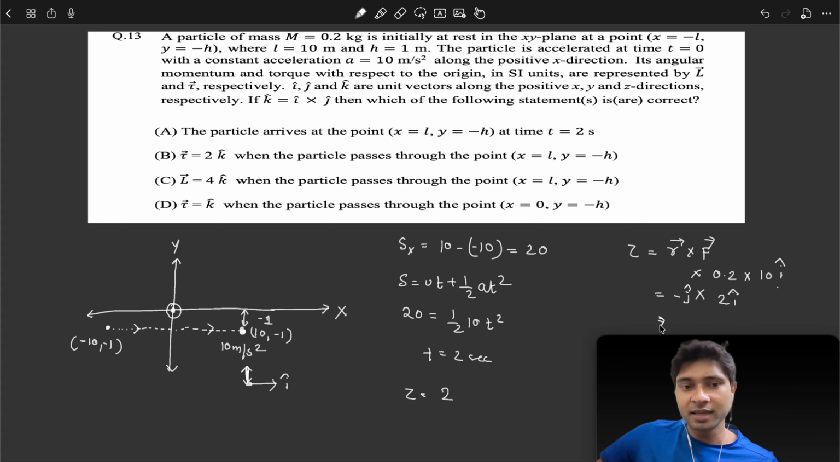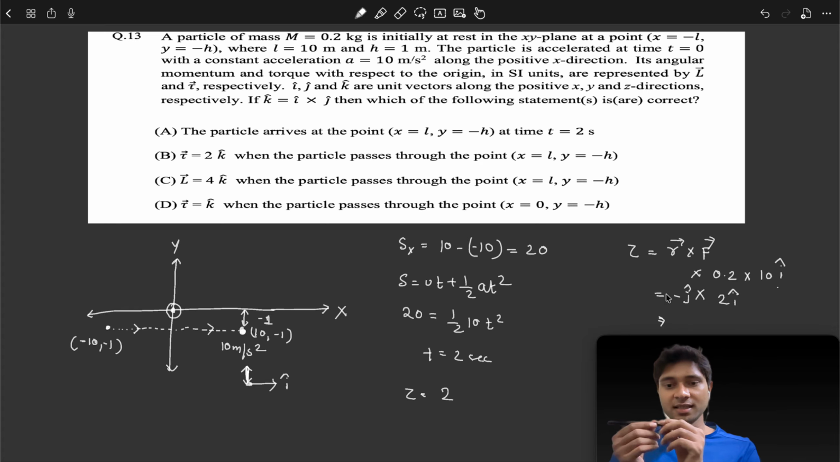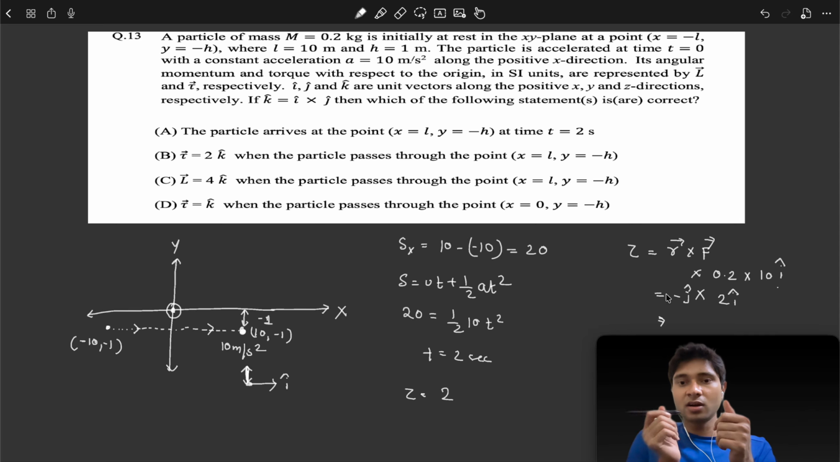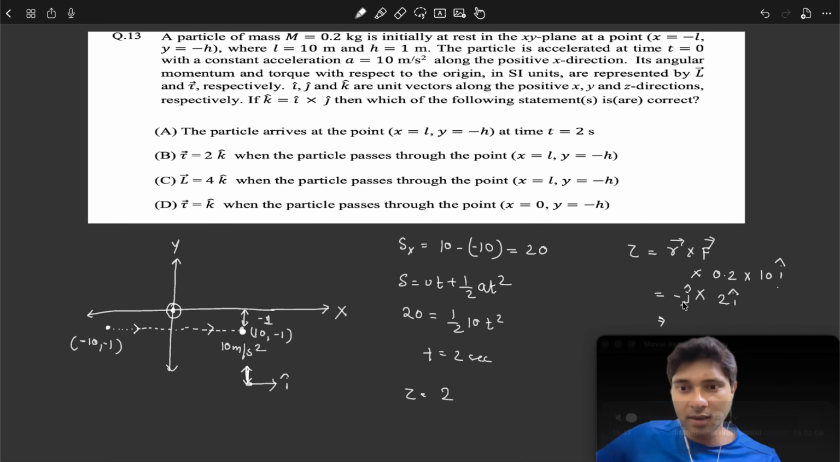I hope everyone is clear. What I have done: force is in the x direction, so to calculate the torque, I have calculated the distance in the y direction. Why? Because torque is nothing but the cross product, and in the cross product we have to multiply the components in the perpendicular direction. So I have simplified it: 2 i cap cross -j gives 2k cap. So option B is also correct.